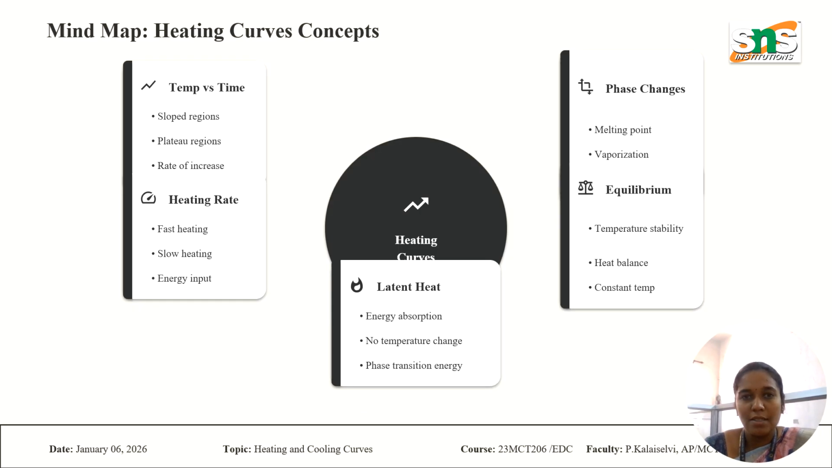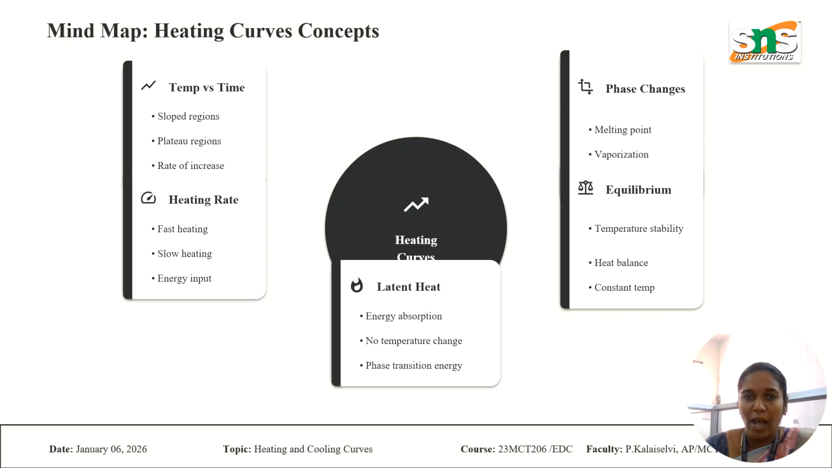Now let us understand the heating curve. A heating curve is a temperature versus time graph. There are two important regions: one is the slope region, another one is the flat region. In the slope region, temperature increases, so heat energy increases the temperature.